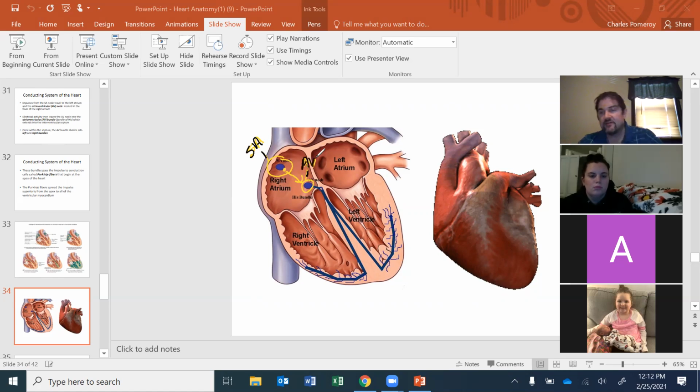Now, as it's traveling from the SA node to the AV node, it's going to spread out through the atria, and the atria are going to contract first. And you'll see this later on when we get into chapter 18. I got a little video I can show you.